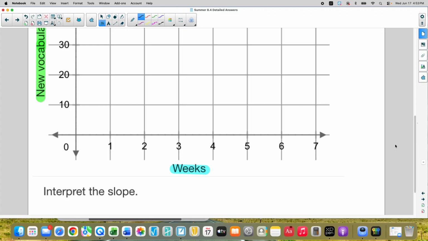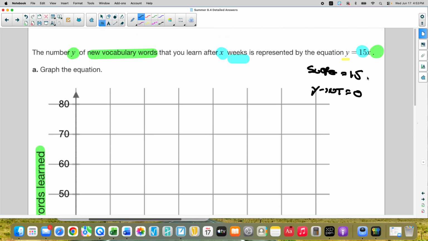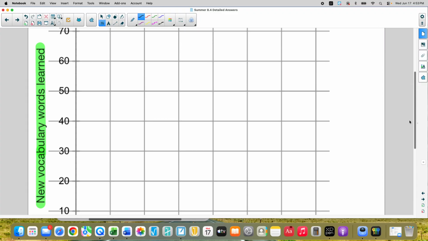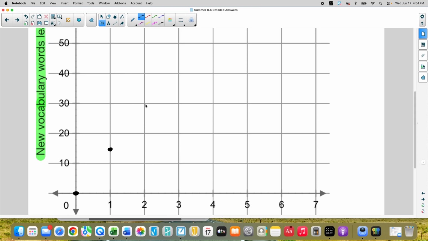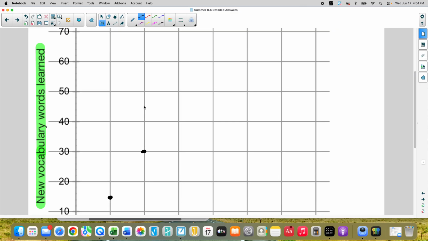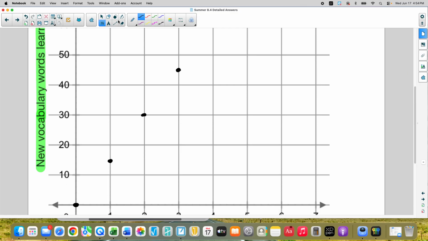So we go down to 0. That's my first point, and then 15. So if my slope is 15, that equals 15 over 1. So 15 words to 1 week. So we go up 15 over 1 week. That's 1 point. And then we go up 15 more over 1 more week. And then we go up 15 over 1 more week. And that's really good enough. We can do a graph.